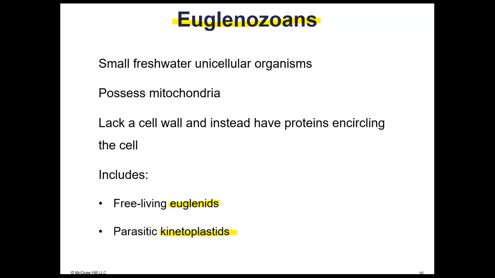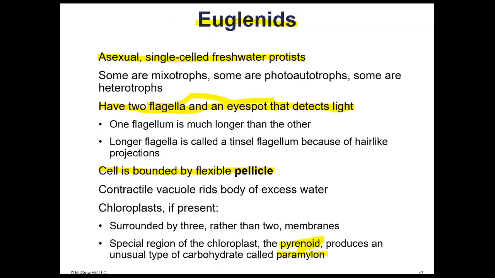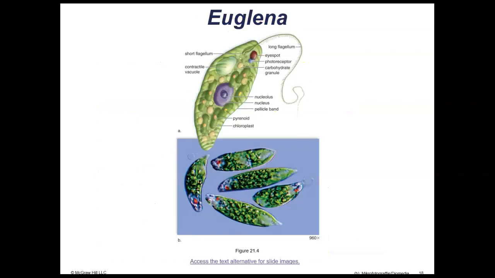So in the euglenozoans, you'll have to know the euglenids and the kinetoplastids. And the euglenids, there's just one organism to know, and we just call it a euglena, and we will look at that in lab, a living euglena. Looks kind of like that.